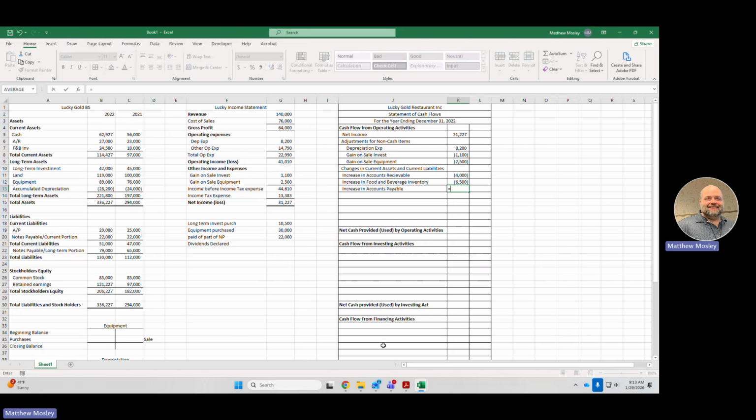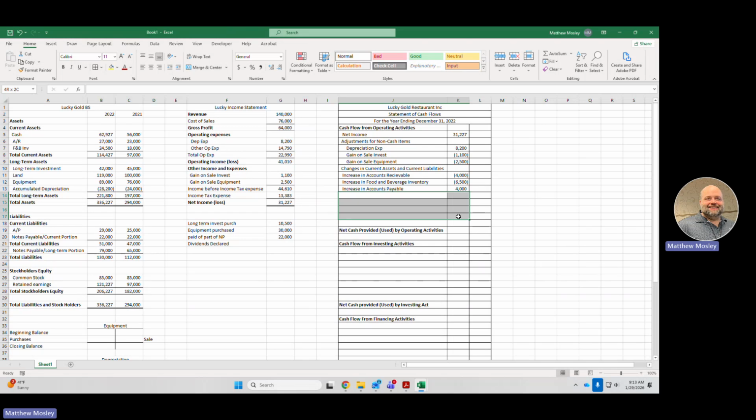So we're going to go equals this minus that, right, for the change. And that happens to be $4,000. Is there any other changes in current liabilities? Well, no. All right. This concludes the portion that would be all the operating activities.